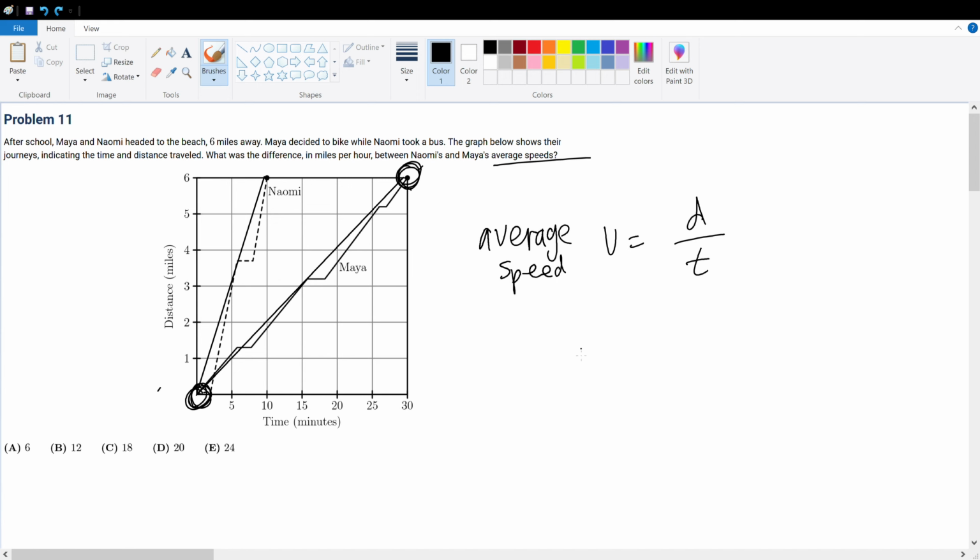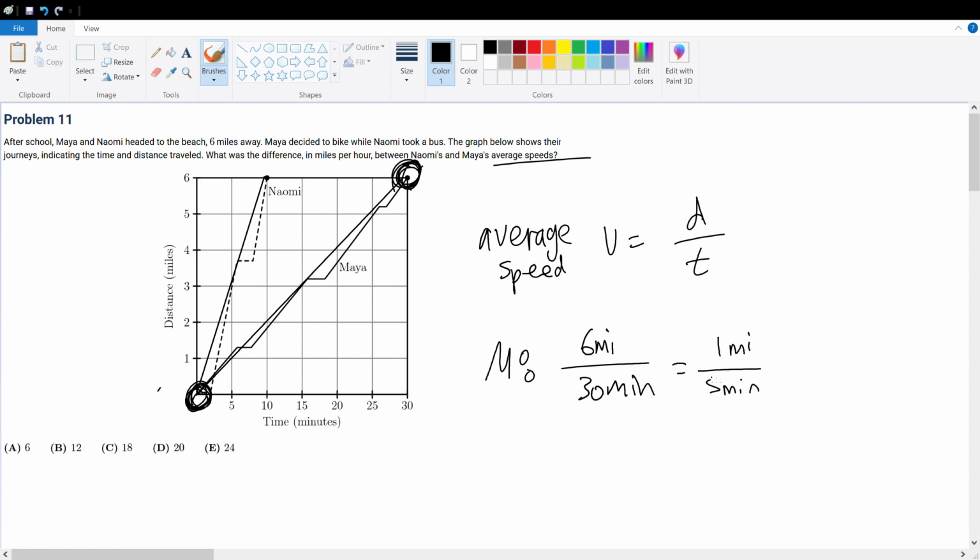So therefore, for Maya, that'd be 6 miles all over how much time? Well, what is the x-axis difference from the start to the end? Well, that's just equal to 30 minutes. So we have 30 minutes right here. And we simplify this into 1 mile per 5 minutes.